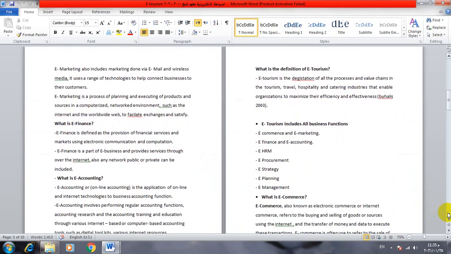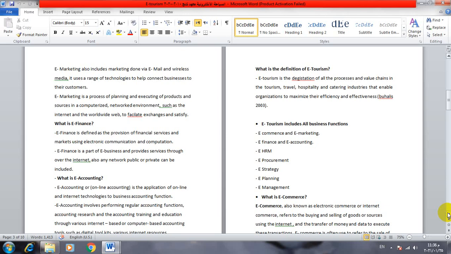What is the definition of e-tourism? E-tourism is the digitization of all the processes and value chains in the tourism, travel, hospitality, and catering industries that enable organizations to maximize their efficiency and effectiveness. E-tourism includes all business functions like e-commerce and e-marketing, e-finance and e-accounting, e-HRM, e-procurement, e-strategy, e-planning, and e-management.